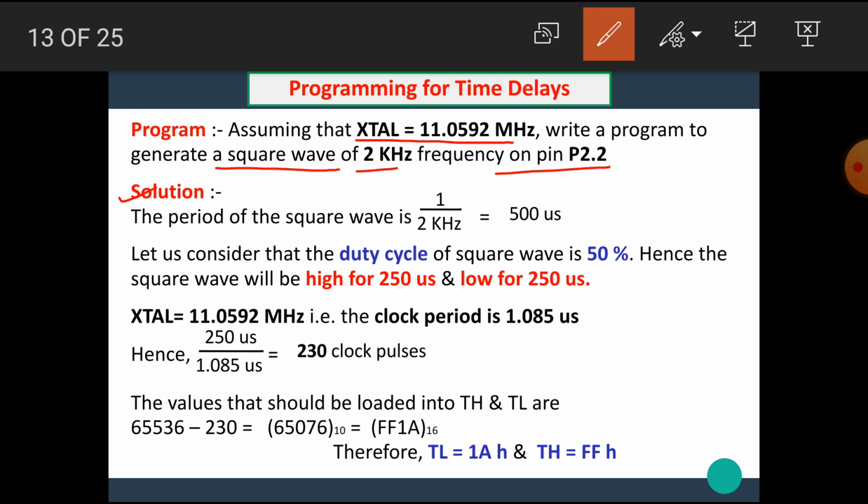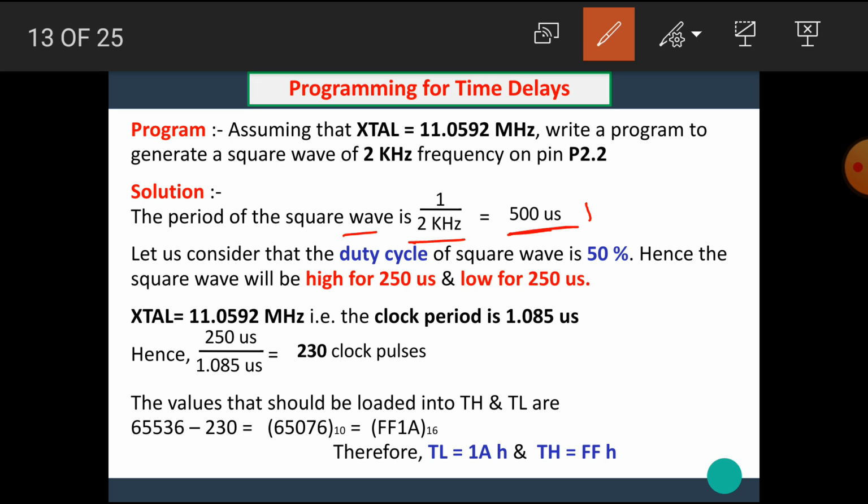In the solution of this program, first of all we have to calculate the time delay for the generation of this square wave. Here we have the frequency 2 kilohertz. From this frequency we can find the period, as we know that T is equal to 1 upon f. Hence the period of the square wave is 1 upon 2 kilohertz. It gives us the answer 500 microseconds as the period of this square wave.